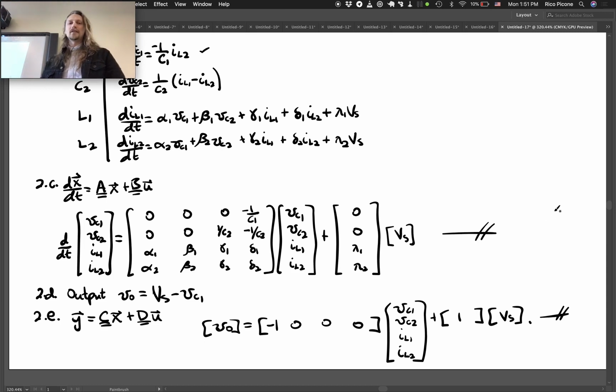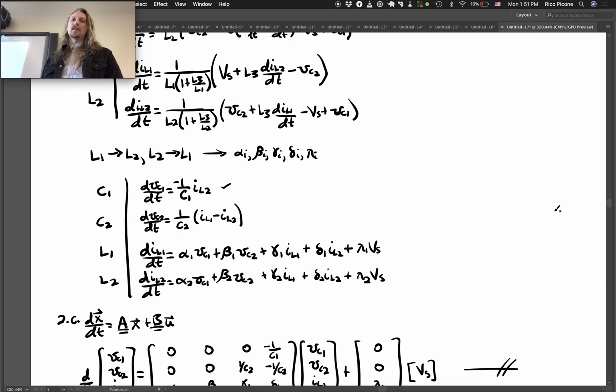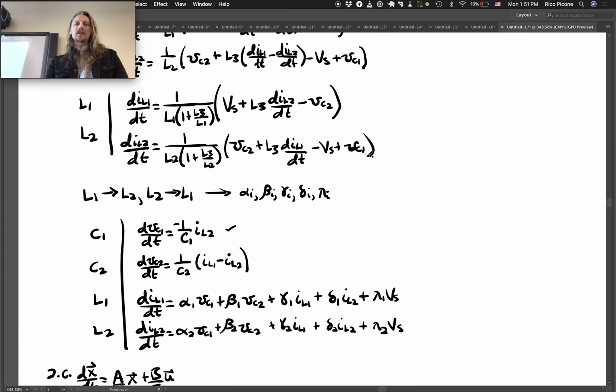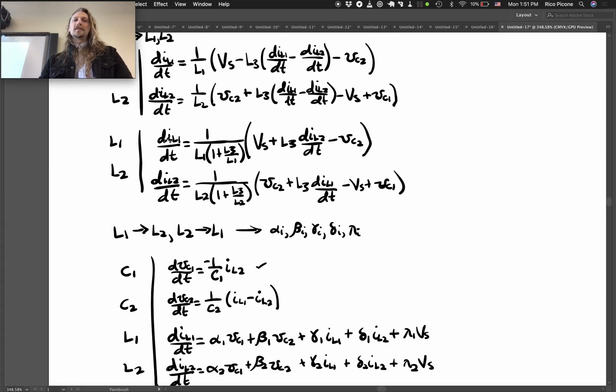Yeah? So when you put in all those alpha, betas, how do you simplify those two equations? Yeah, that's right. So if you take these two expressions, you plug dIL1/dt into this L2 equation, and if you plug the dIL2/dt into this equation, you'll have a bunch of coefficients of your variables here, and I just called them alpha, beta, gamma, delta, and lambda, because I didn't want to take us through that messiness. It's really not that bad. It's just a lot of writing because there are a lot of terms in the expression.